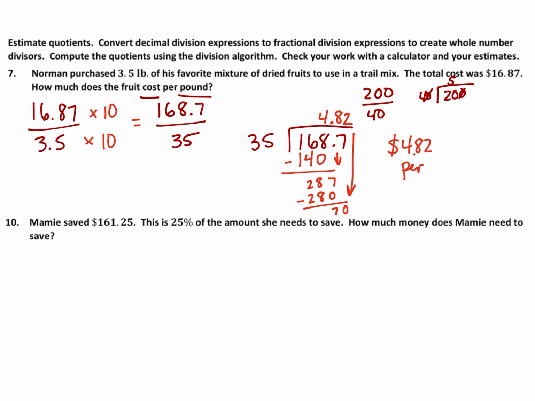$4.82 per pound. And our estimate was $5, and $4.82 is pretty close to $5, so that was a good estimate. You can check your work on a calculator by doing 4.82 times 3.5 and make sure that it comes out to 16.87.